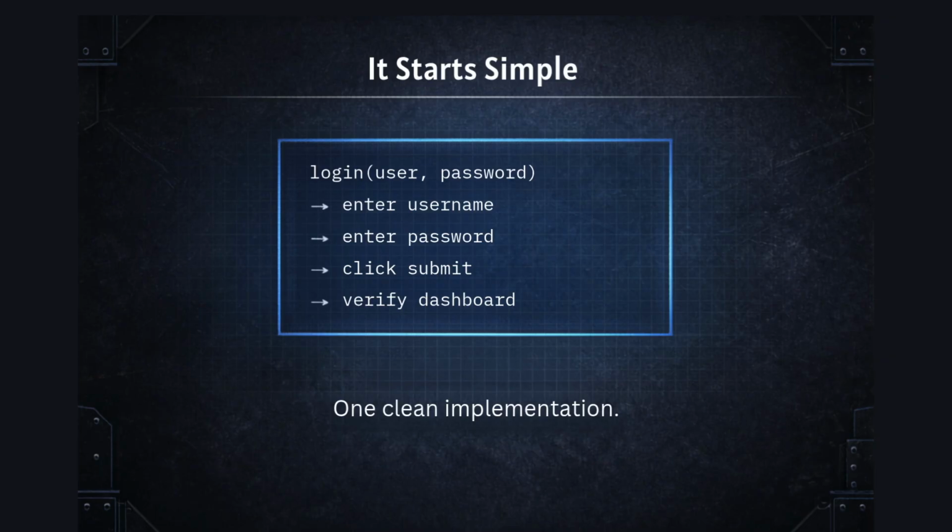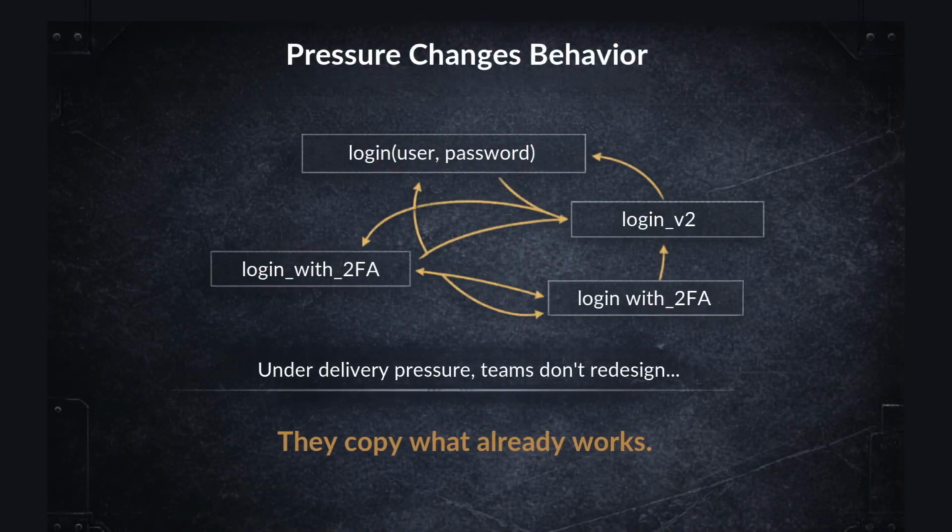But this doesn't stay this way. Because now you need to move faster, more tests, more coverage, deadlines. And at this point, no one stops to redesign. They copy what already works. So now you've got Login version 2 and Login with two-factor authentication, each one based on the original. And this actually makes sense. It's the fastest way to move, and in the moment, it feels like the right decision. But this is where things start to break down.